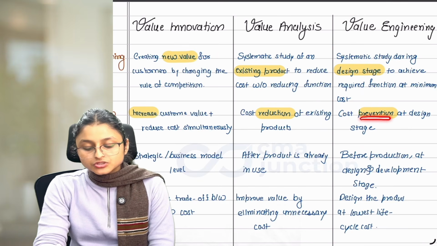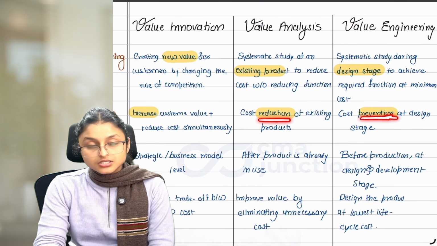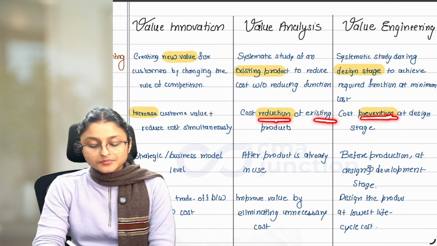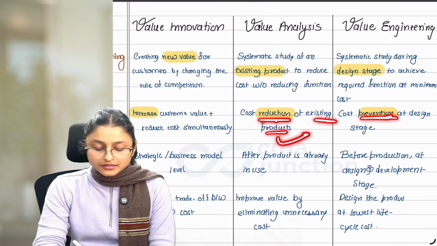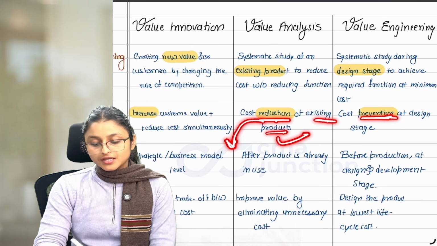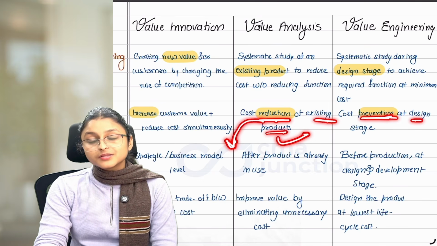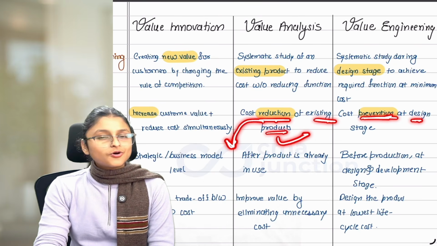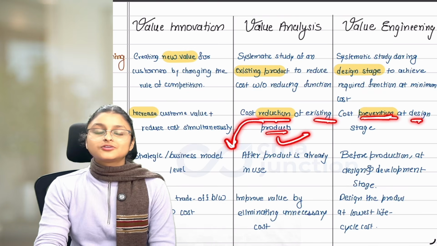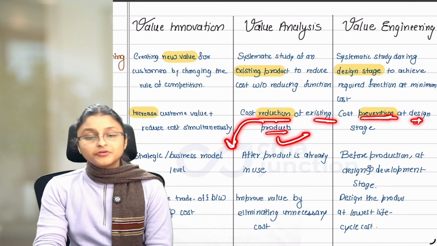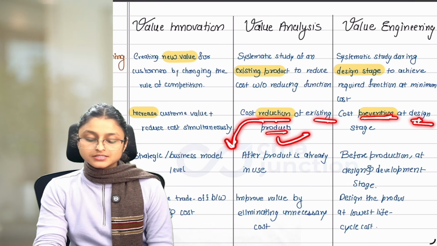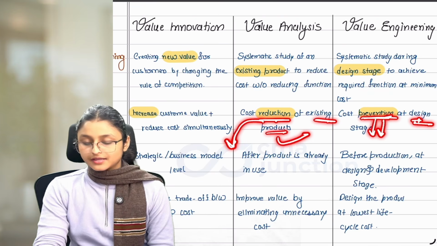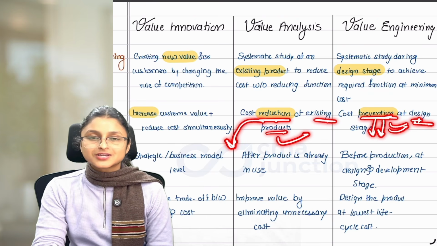Now, why we are using prevention here and reduction here? Because in existing product, cost is already there. Now I am trying to reduce it. But in value engineering, the product is in design stage. Cost has not been added yet. The cost has not been incurred yet. Before incurring the cost itself, we are reducing it, and that is why we are saying it as prevention.